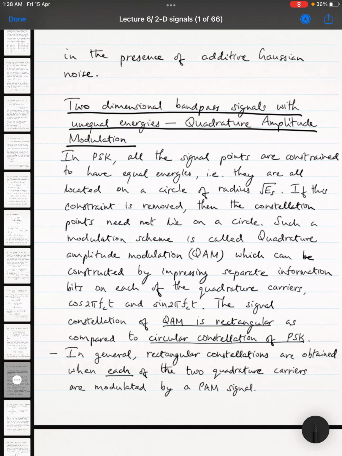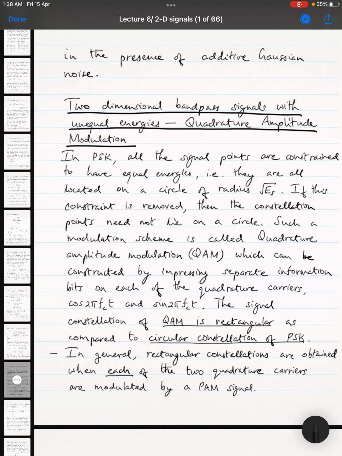Now the constellation, since it's no longer equal energy signals, will no longer be a circular constellation where the constellation points are joined by a circle as in PSK. In contrast, the constellations for QAM signals are square constellations or rectangular constellations. Okay, so they will be joined by a rectangular shape.